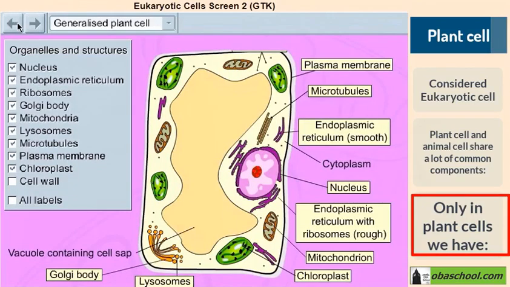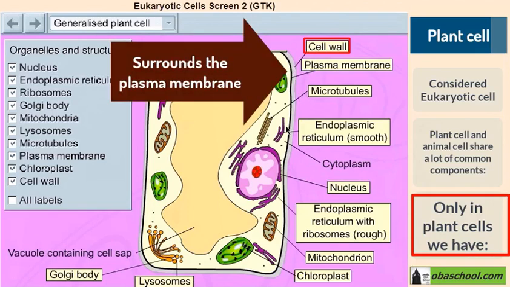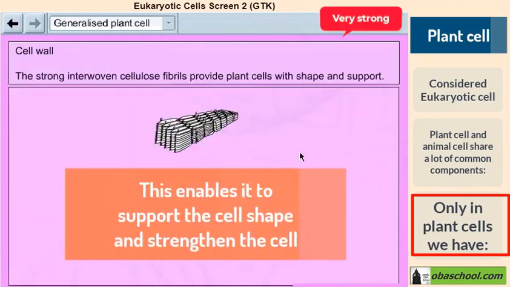Finally, the last component that is found only in plant cells is the cell wall. The cell wall surrounds the plasma membrane and it is very strong. This enables it to support the cell shape and strengthen the cell. Moreover, the main function of the cell wall is to provide plant cells with shape and support.